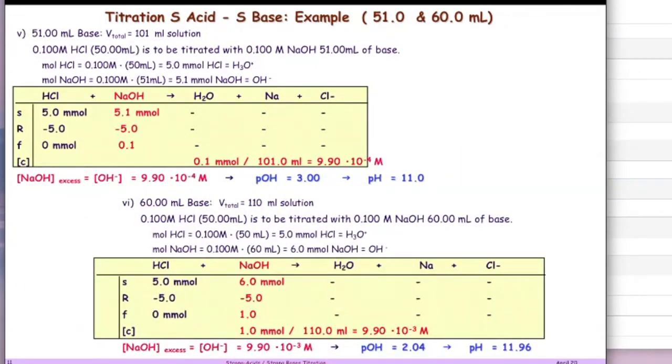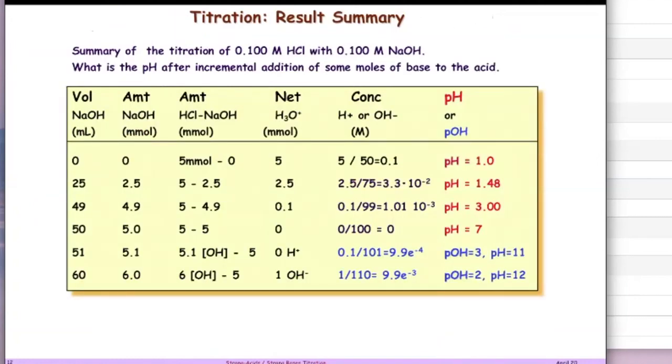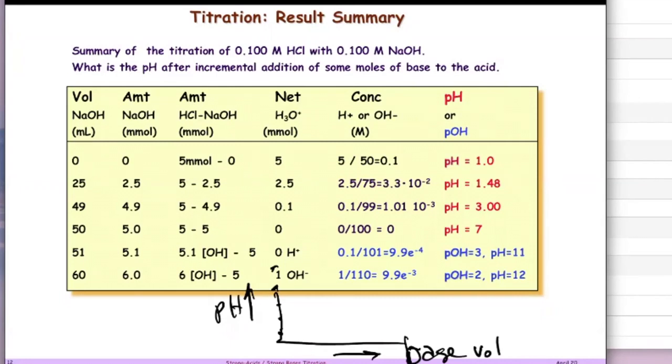I'm not going to really talk more about this other than to show you how those calculations are made, because in the end, you're going to generate a titration curve, and the titration curve is going to be pH 1, pH 1.48, pH 3, pH 7, 11, and 12. This is your pH value, and this is the base volume right here. And what you guys are going to see is a titration curve that looks like that. And that's what you see in this picture right here.